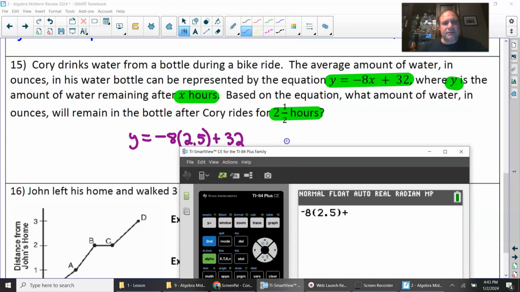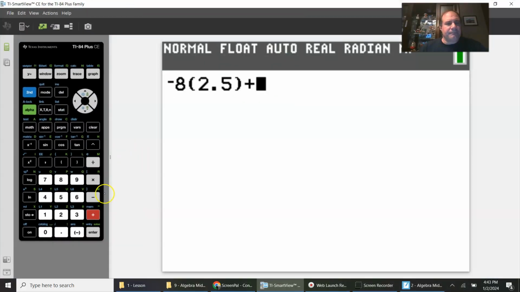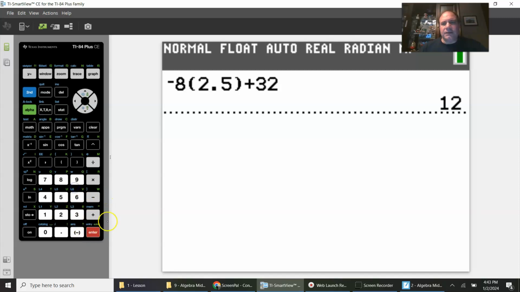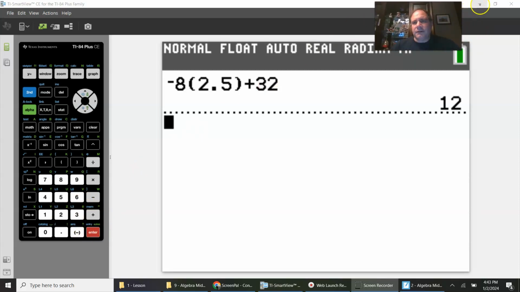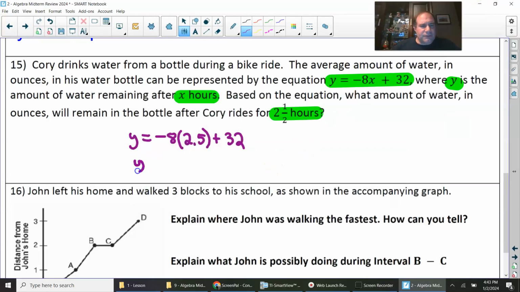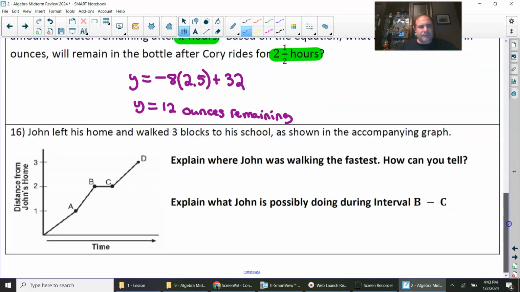And then it's plus 32. And you enter and it's 12. So y equals 12 ounces of water remaining. And that is it. So John left his home and walked 3 blocks to school as shown in the accompanying graph. Explain where John was walking the fastest. How can you tell? Here are your answers.